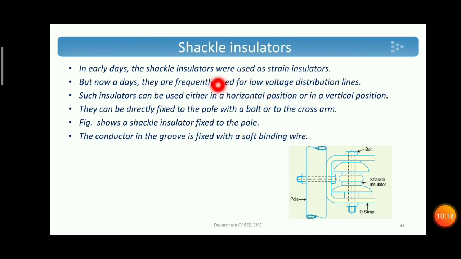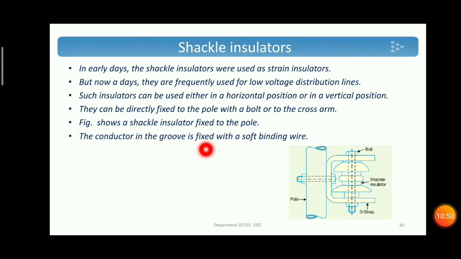In early days the shackle insulator was used as a strain insulator for low voltages, but nowadays they are frequently used for low voltage distribution lines. Such insulators can be either in horizontal or vertical position. They can be directly fixed to the pole, or to a pole with a bolt, or to the cross arm. Figure shows the shackle insulator fixed to the pole.